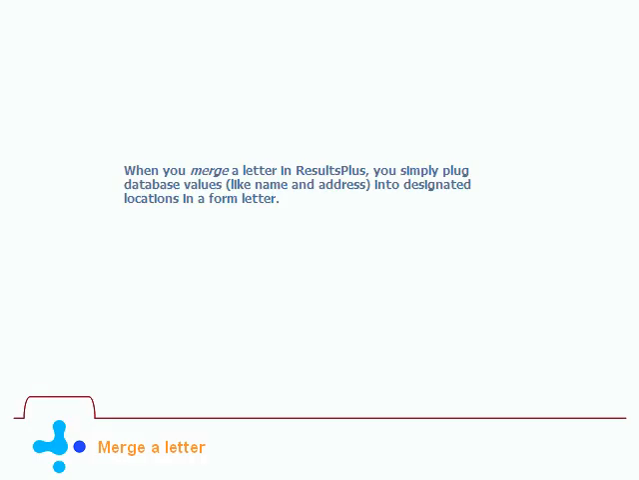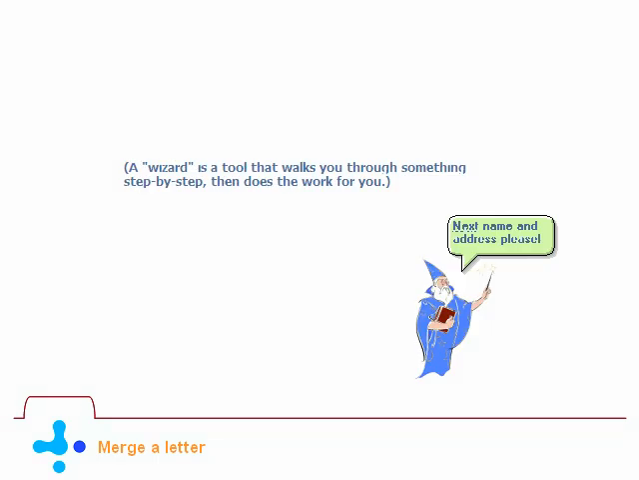When you merge a letter in ResultsPlus, you simply plug database values, like name and address, into designated locations in a form letter. You do this with the Mailing Wizard. A wizard is a tool that walks you through something step by step, then does the work for you.